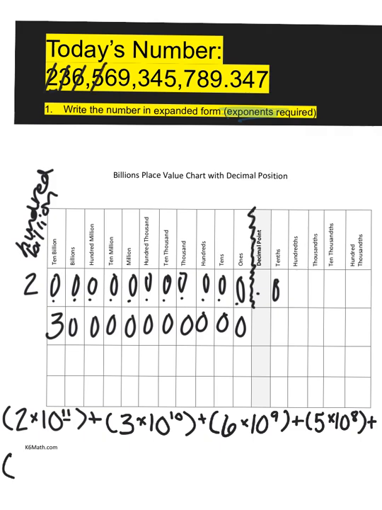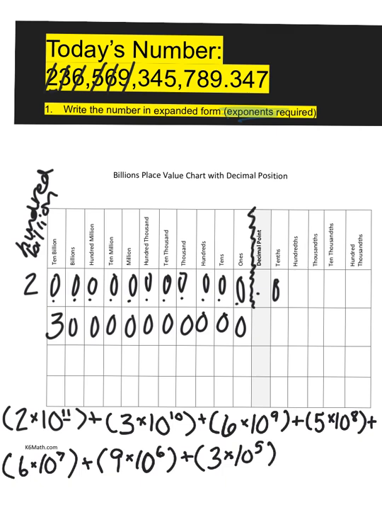5 times 10 to the 8th power plus, okay, 6 times 10 to the 7th power plus 9 times 10 to the 6th power plus 3 times 10 to the 5th power plus 4 times 10 to the 4th power.